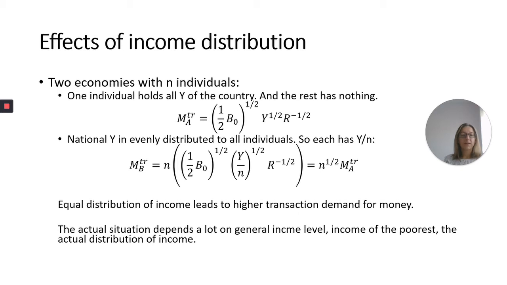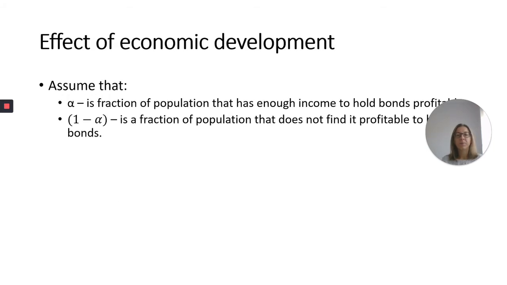That would have an important difference in the transactions demand for money, even though the income distribution might be very similar in two different countries. The other issue, again related to that, is the general income level of a country. So that is what happens when income is growing: how the transactions demand for money changes when income is growing or when the economy is developing.